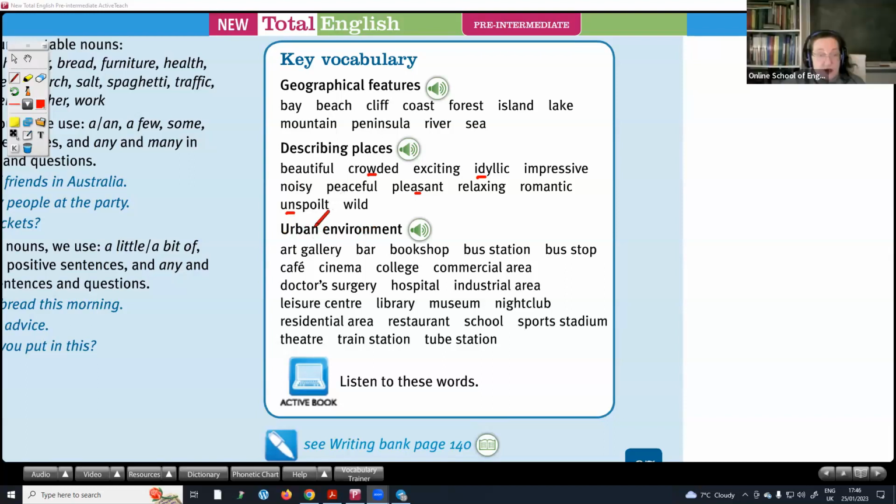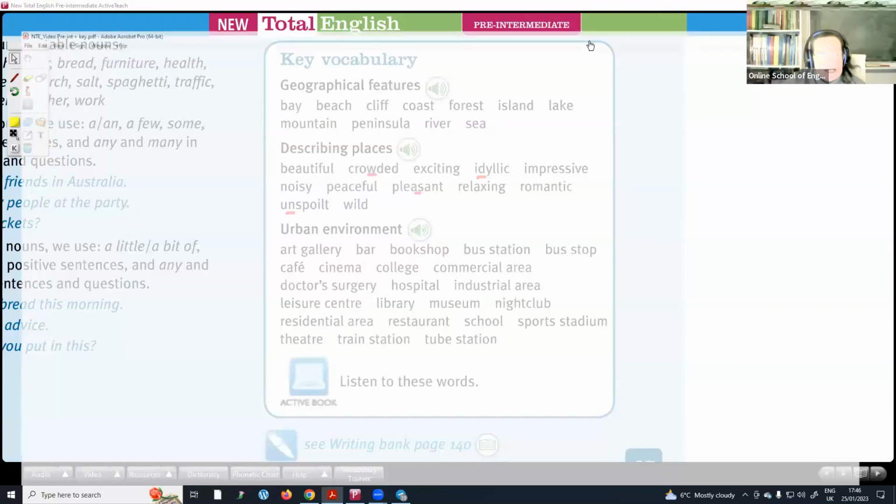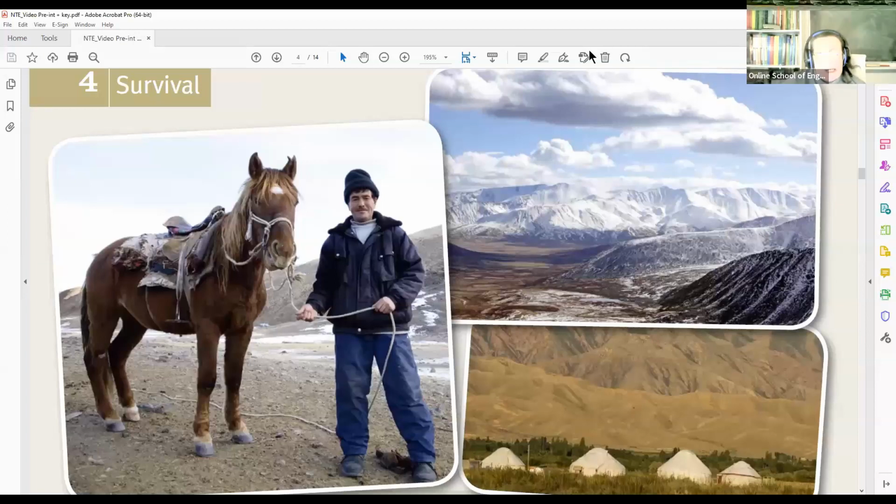Okay, we're not going to focus on the urban environments right now because otherwise we won't have time for the video. But at least you have some very good vocab today for this. Now, let's move on to the next item. I'm going to share the PDF here. All right, so let's talk about these pictures right here.